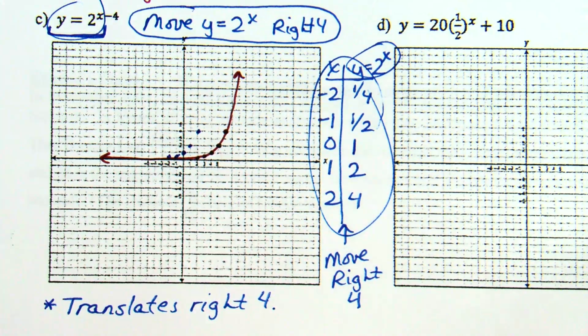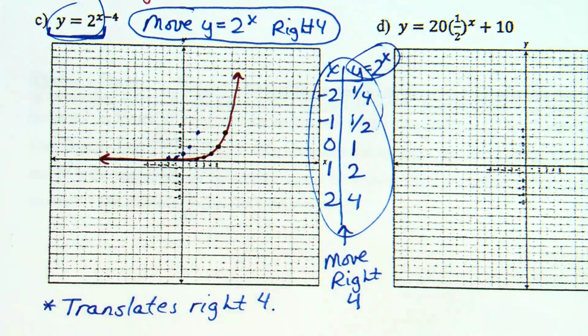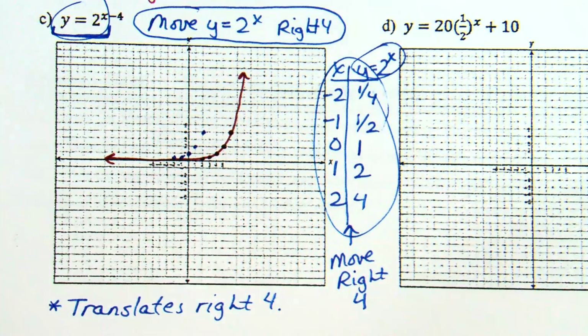B and D? B is a lot like A. D is a lot like E we're getting ready to do. With B, couldn't you just make that a fraction of 0.5? You could. But it's just like A.